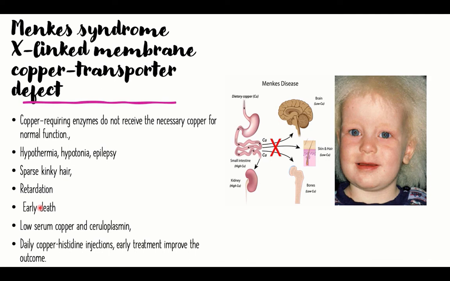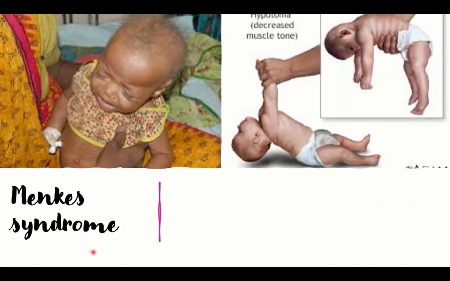If someone suspects the diagnosis of Menkes disease, the serum level of copper will be found to be low, and the ceruloplasmin as well. This is the opposite of Wilson disease, which will be discussed in the chapter of hepatology, where we have also low levels of ceruloplasmin, but we have high levels of copper. Here we have low serum levels of copper and ceruloplasmin due to the transporter defect. The treatment will be by replacement of copper by daily copper histidine injections, but this requires early treatment. If the treatment is started early in life, during the first few months of life, this can improve the outcome of this condition.